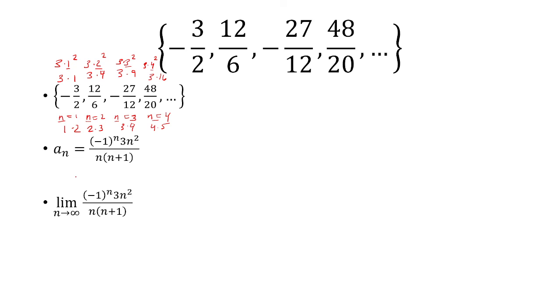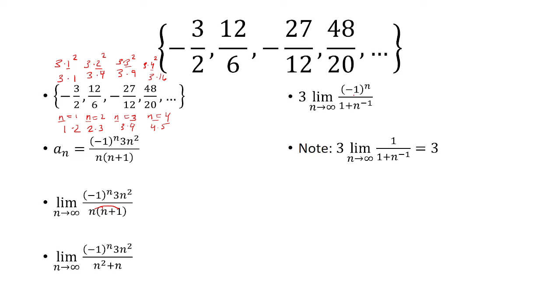Now let's find the limit. In order to find the limit, I'm just going to distribute the n first to the n and the plus 1. And notice that this 3 is a constant, so I can just pull it outside. Next, if I ignore the negative 1 to the nth power, I see that 3 times the limit as n approaches infinity of 1 over 1 plus n to the negative first power is just 3, because n to the negative first goes to 0, and then this limit right here goes to 1. And so 3 times 1 is 3.